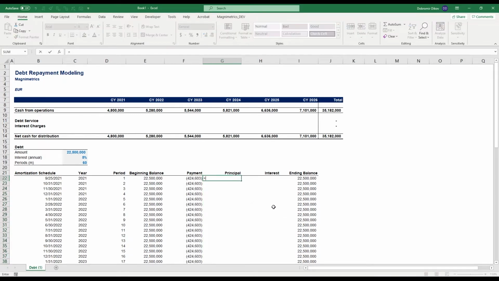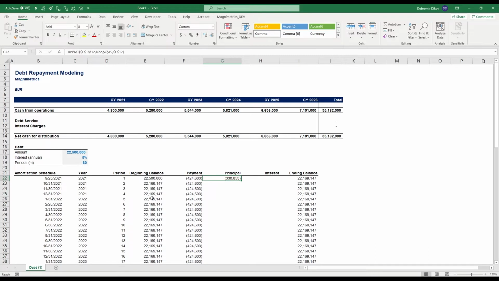So our principal will be the PPMT function, which is principal payment. And we're going to need the rate, fix it with F4, and divide it by 12. We're going to need the current period. That's why we have it here. We're going to need the number of periods, the 60, and fix those. And we need the present value, which is the outstanding amount of the debt, and fix this one as well. Okay, let's format this one.